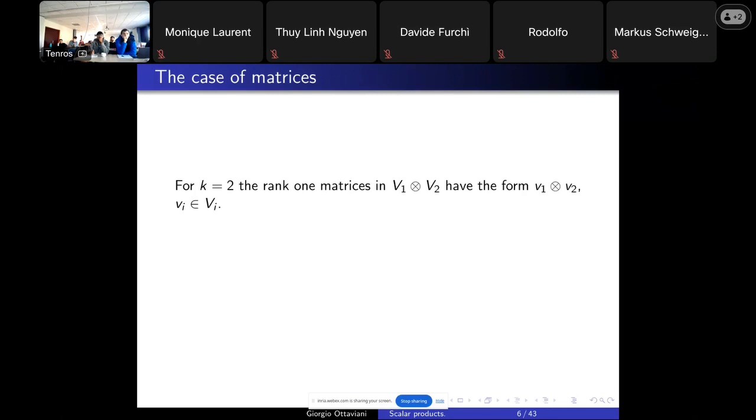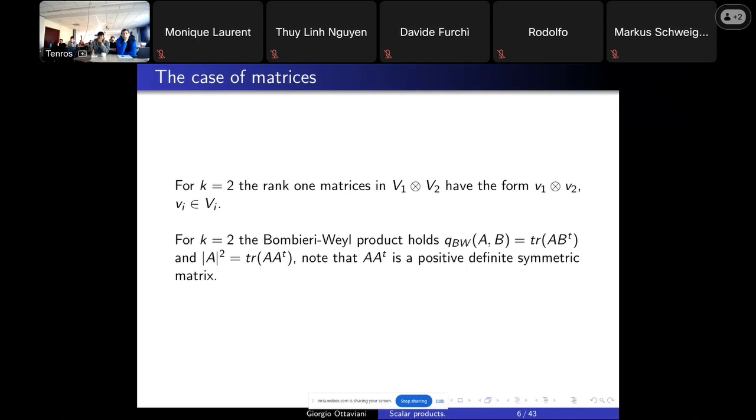So remain in the setting created by God, and you have these decomposable elements. Well, they are well known. They are just rank 1 matrices. And here, the name rank introduced by Alessandra is the same as the rank of a matrix. It's not a different thing.